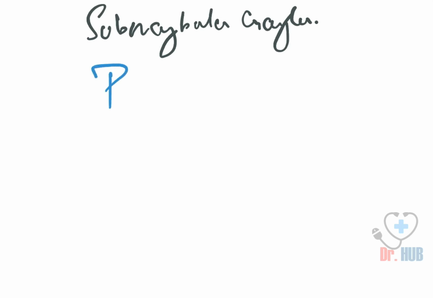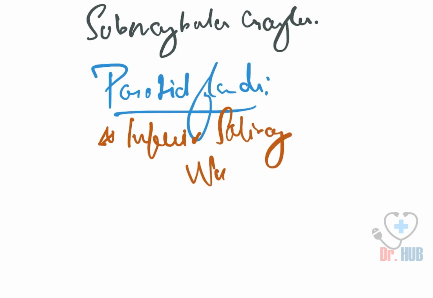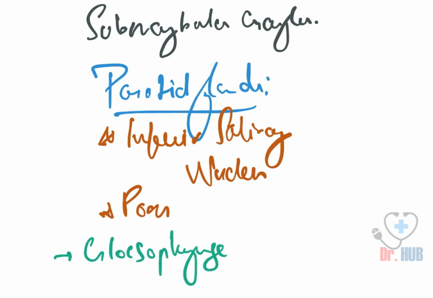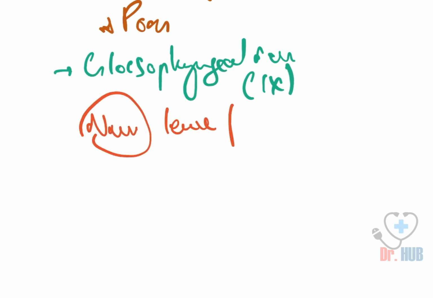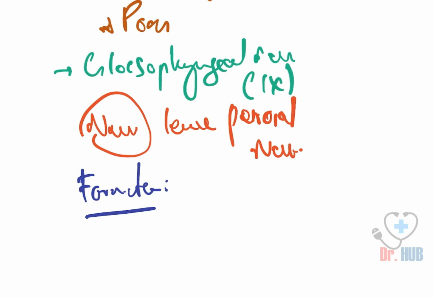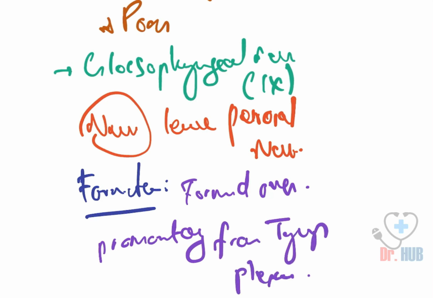Next we look at the parotid gland. Here the nucleus is the inferior salivary nucleus in the pons. This is carried by the glossopharyngeal nerve, that is nerve 9. Now looking at the nerve, the nerve is the lesser petrosal nerve. How is it formed? It is formed over the promontory from the tympanic plexus.